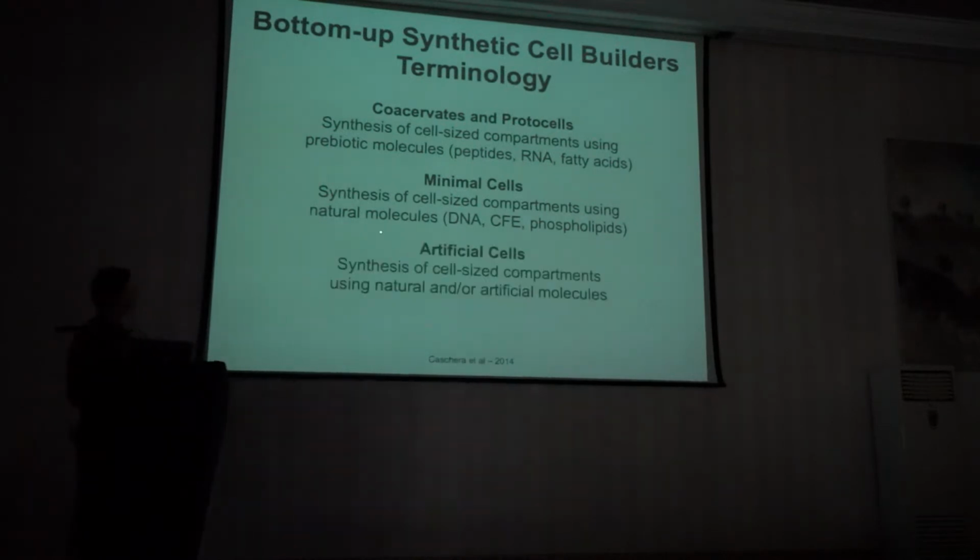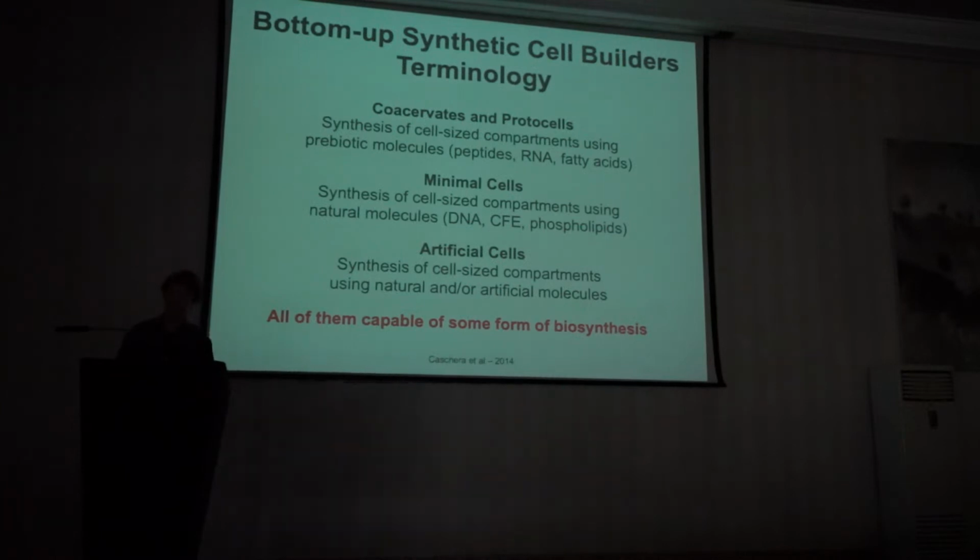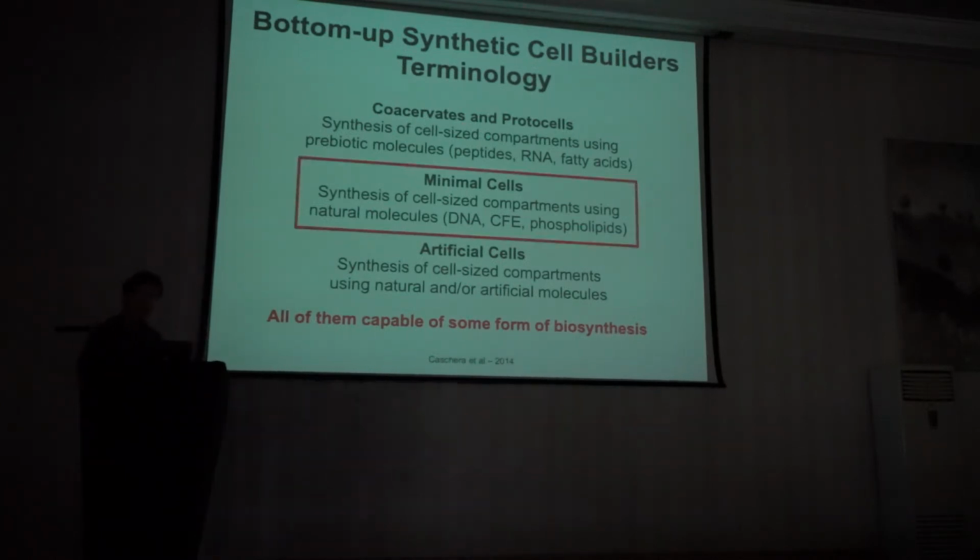And then there is the artificial cell community, more or less doing almost the same thing, but what we do here is we use natural and artificial molecules that are not found in nature. And the common point here is that all of them are in some sort capable of some biosynthesis. That's it. The first example I will discuss, going from a sphere to a rod, is more a minimal cell system, and the second example, more related to the origin of life, is liquid phase separation, more related to protocell systems. They are not exclusive.